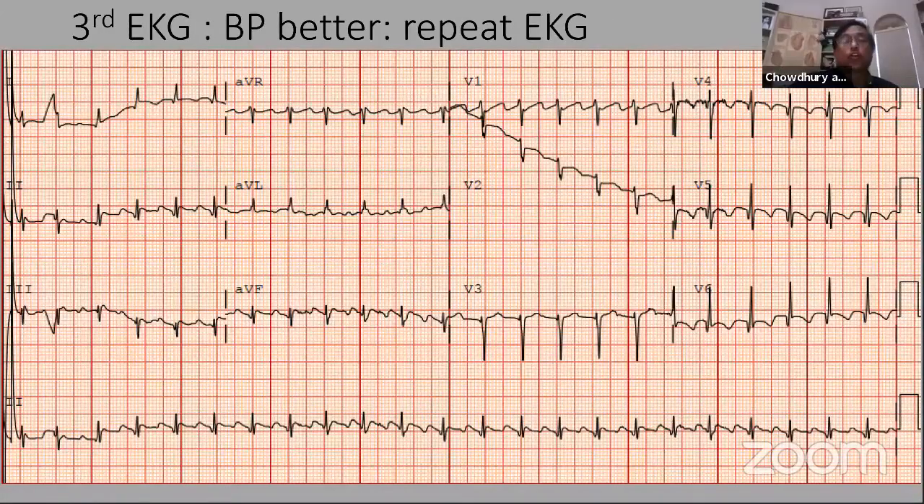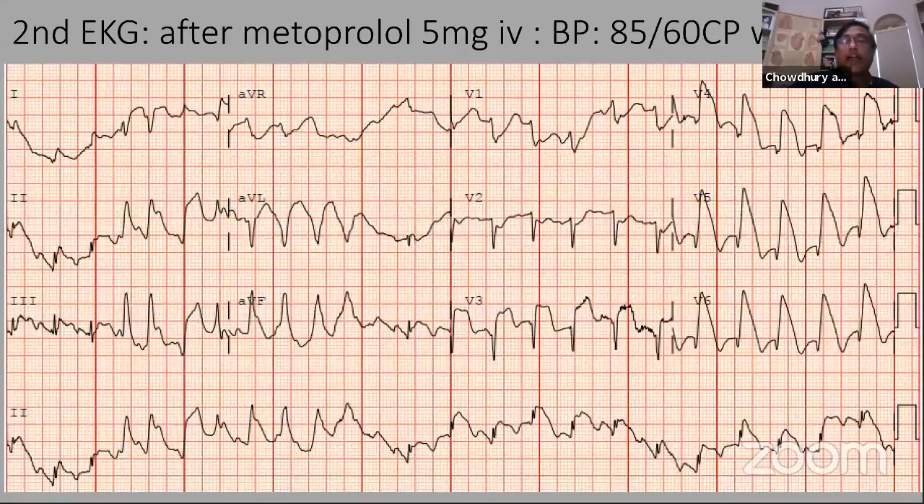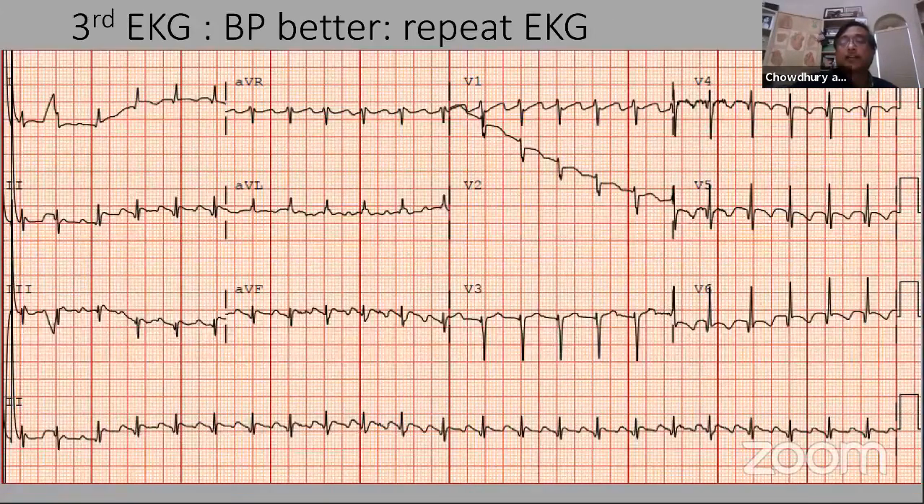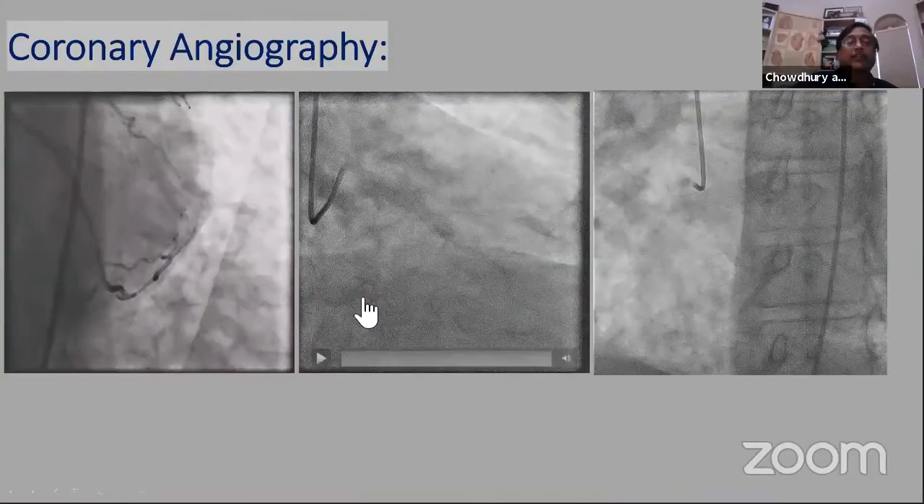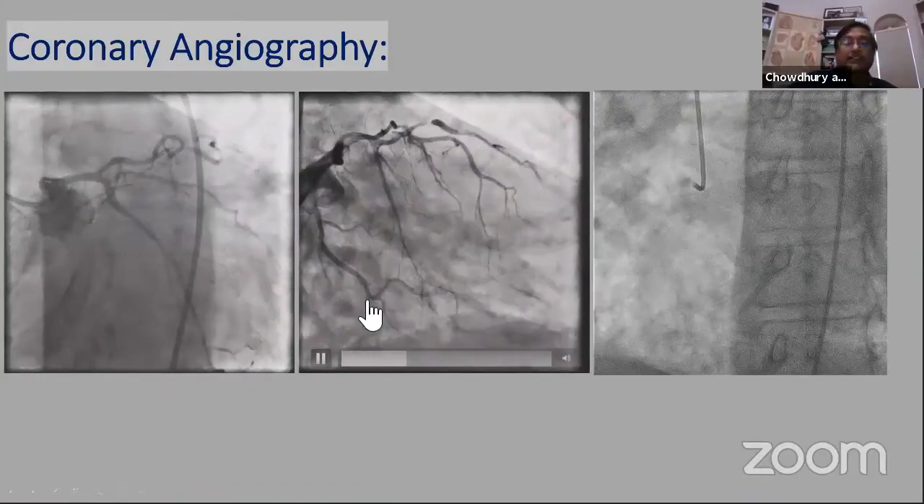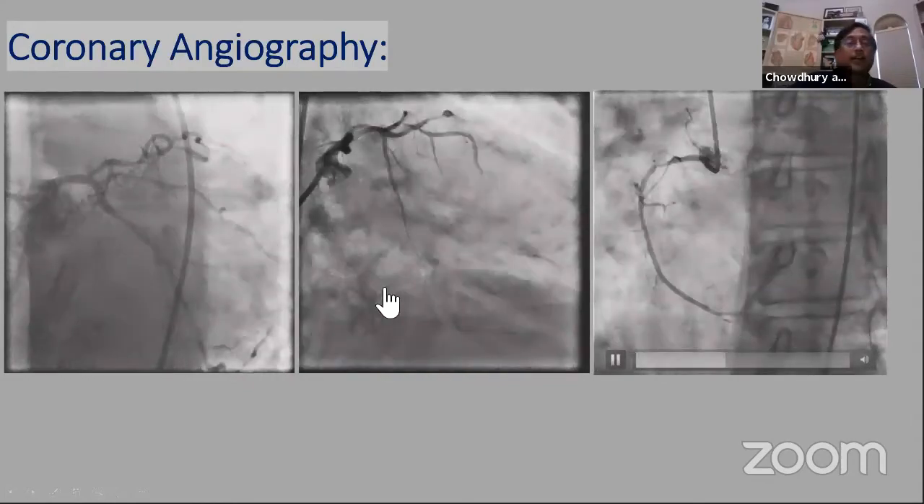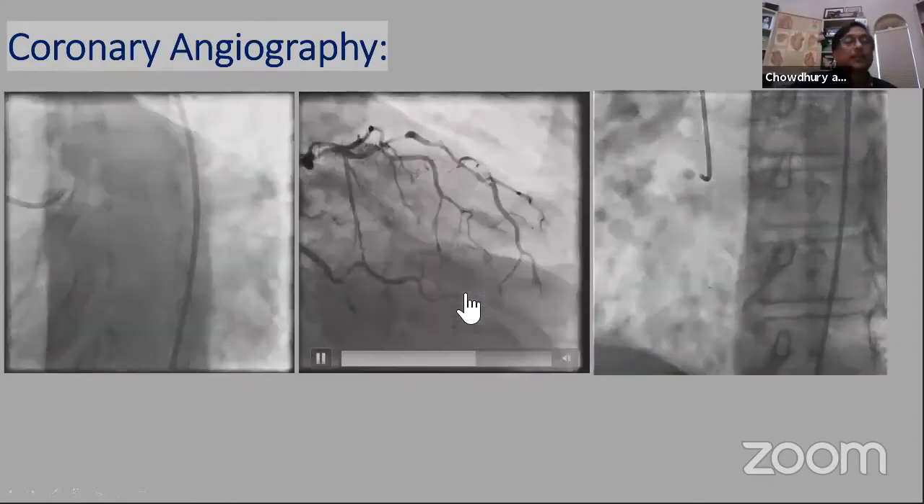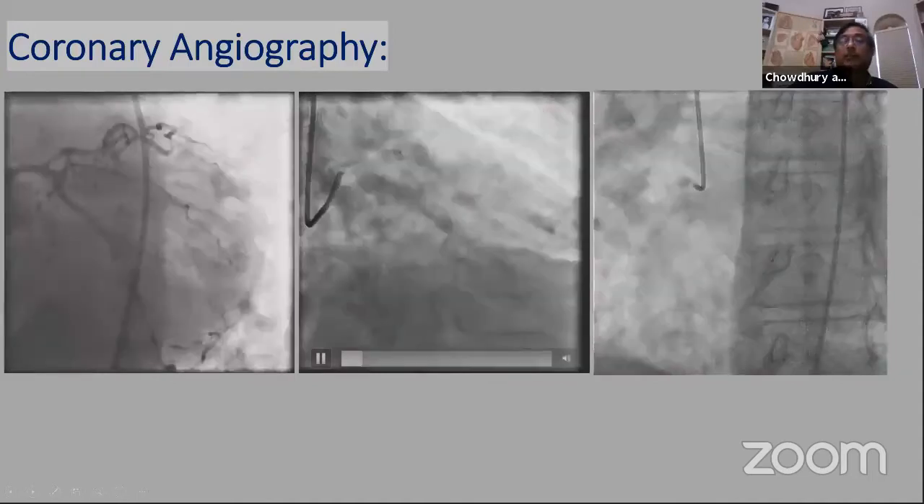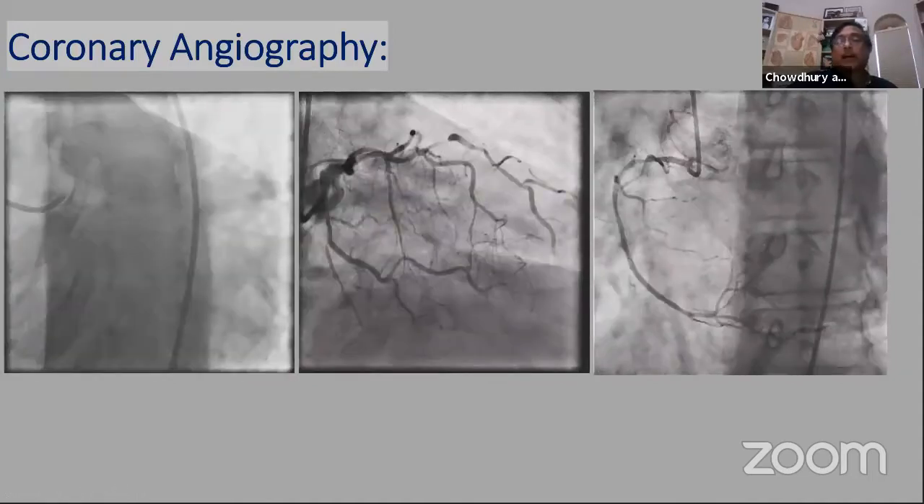After we controlled the rate a little bit and gave hemodynamic support with the levophed, look at the EKG, it normalized. But of course we did the cath and it showed multivessel disease. This is because the patient with hypotension became more ischemic and this caused the trouble.